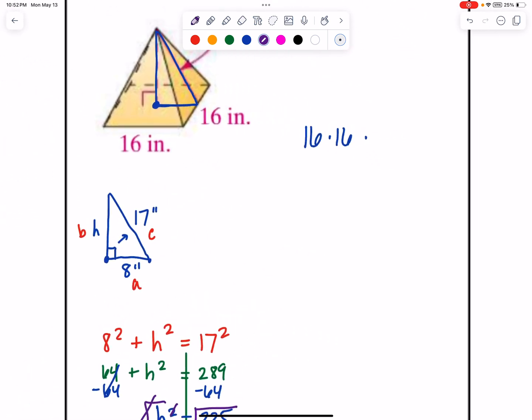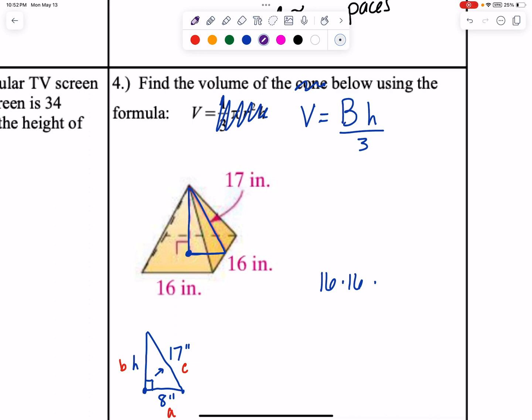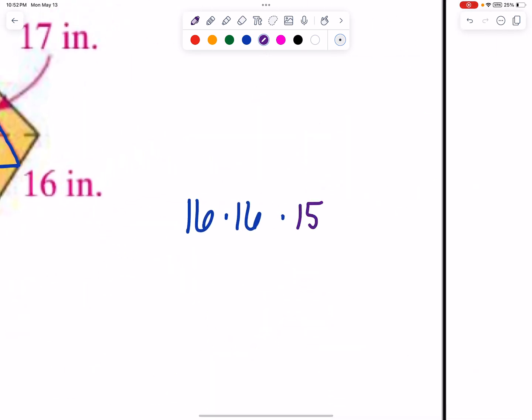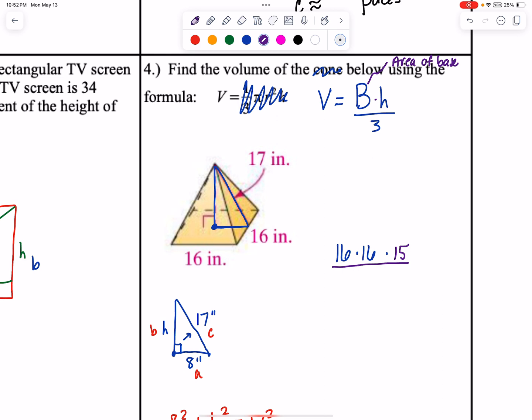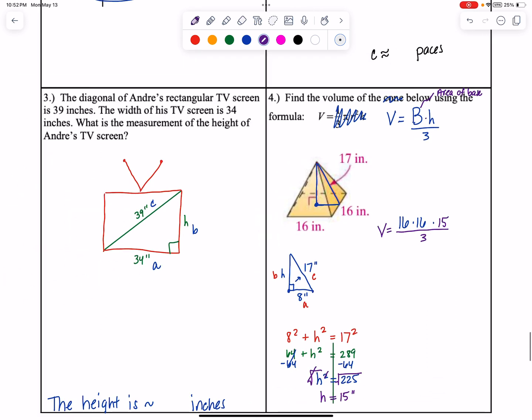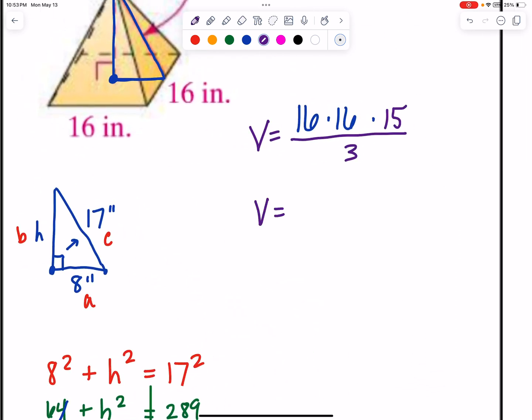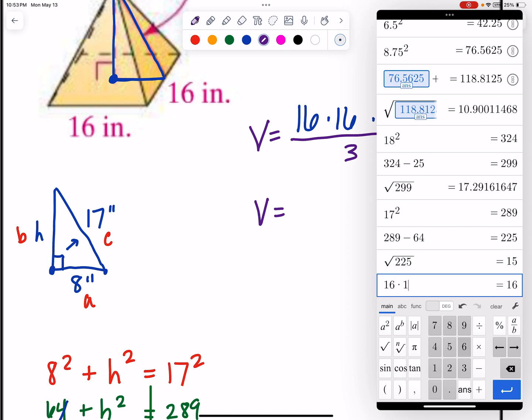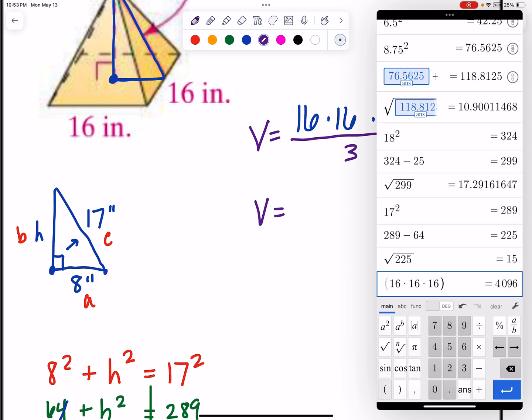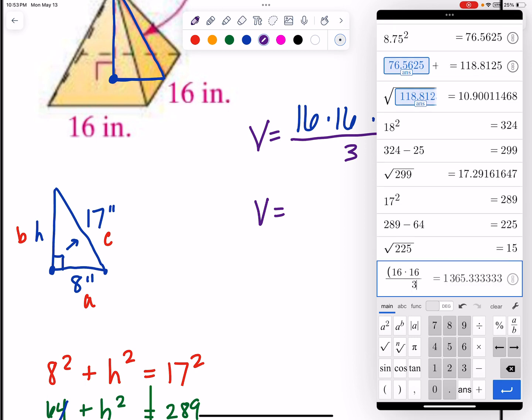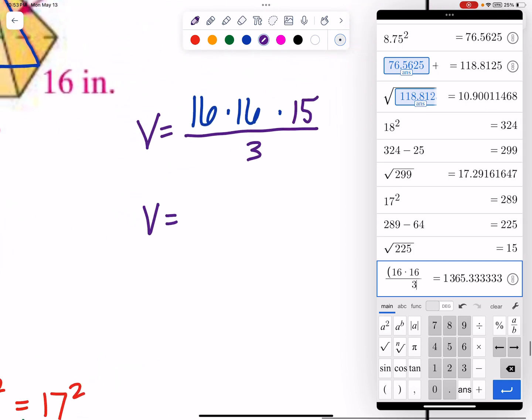So now we can plug in that height up here. So we have big B, and remember big B is the area of the base, times the height, and now we know the height is 15, and all of that divided by 3, or multiplied by 1/3. So here's our volume. Let's go ahead and just type all of this in. So what is the volume? Here we go, 16 times 16 times 16, and we take that whole thing, I'm going to put it in parentheses, and we divide it into a third. So what is the actual volume?